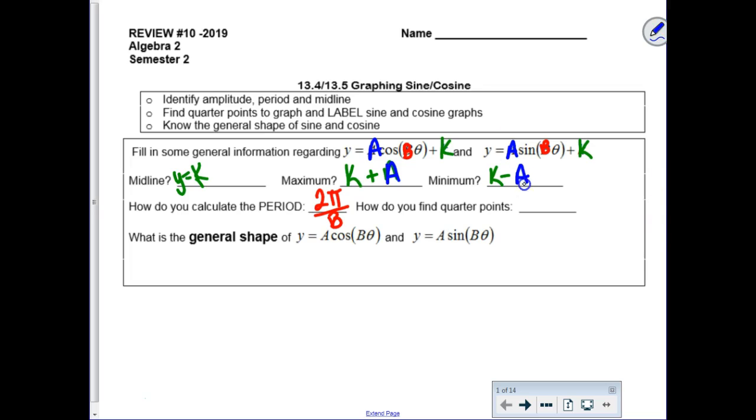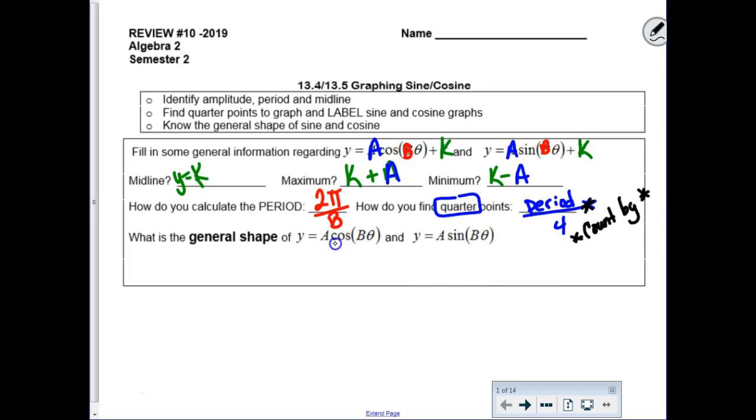And then to find the quarter points, remember quarter means to quarter something is divided by 4. So you take the period length, whatever you just got, and divide it by 4. And remember, quarter points are important, because this is what we count by. So sometimes they're fractions, and we'll get over that.